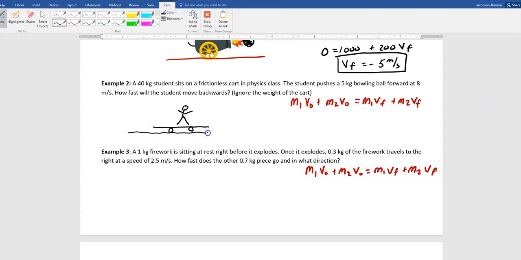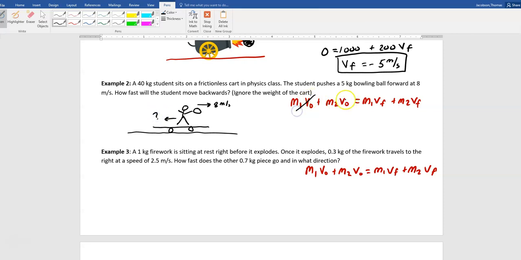The surface is really smooth. They have some sort of a bowling ball in front of them, and they push that bowling ball forward at 8 meters per second. And then they themselves on the cart are going to move back slowly with some sort of speed. And that is our unknown.